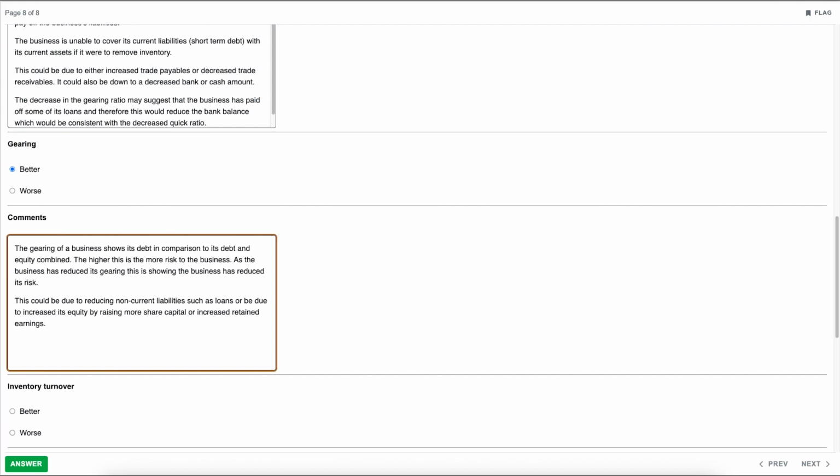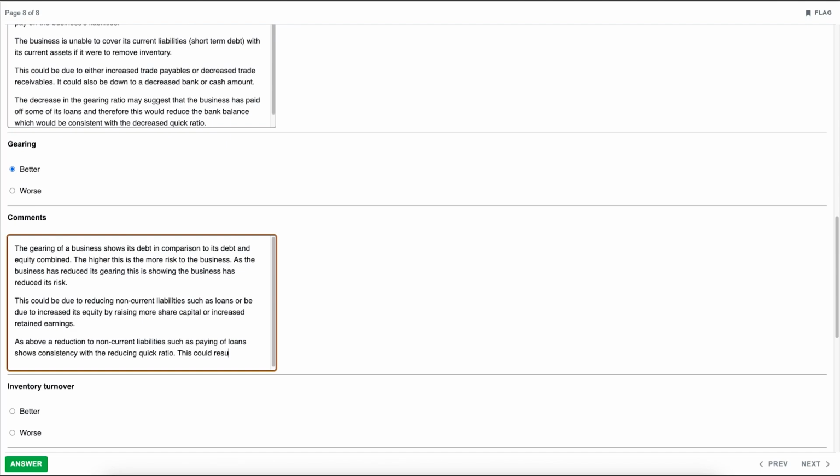So let's now link it back to our previous ratio, the quick ratio. Obviously, we don't need to explain it because we've already explained it, but we can put a brief note in there. So I would say something on the lines of, as above, a reduction to non-current liabilities such as paying off loans shows consistency with the reduced quick ratio.